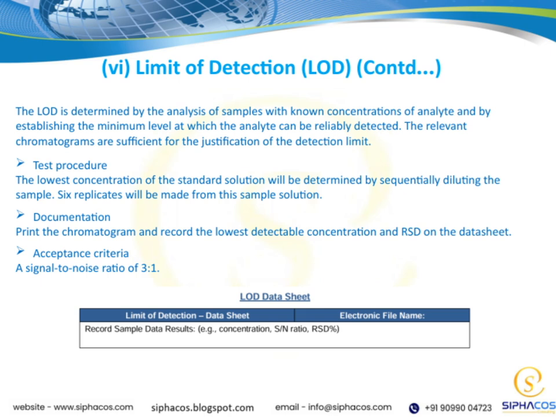Finally, the acceptance criteria for the detection limit is a signal-to-noise ratio of 3:1. This means the signal of the analyte must be at least 3 times greater than the background noise to be considered reliably detected. This ratio helps us maintain confidence in our detection capability and ensures the method's robustness.